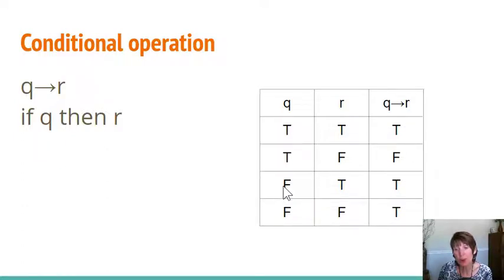Now if Q is false, it doesn't matter what R is. It can be true, because this only says the rule if Q, then R. And so if not Q, then we don't know. So here we've got Q is false. So whether it's true or false, then the operation itself is true. So the only time that it's false is when Q is true and R is false. And that's the conditional operation.